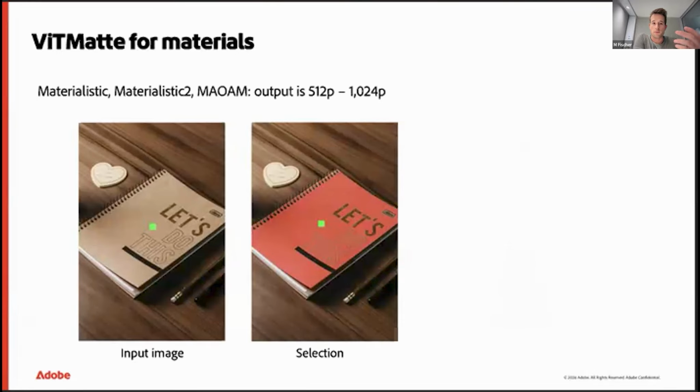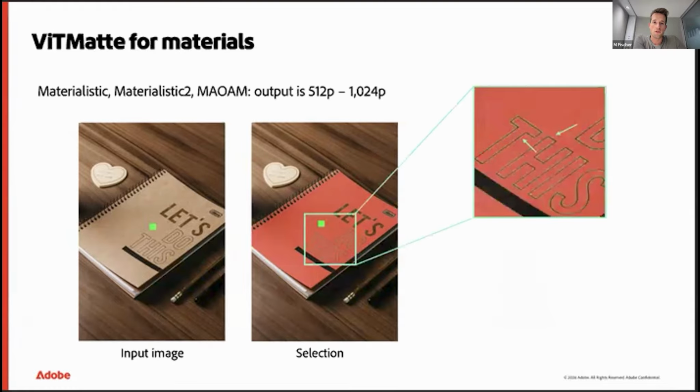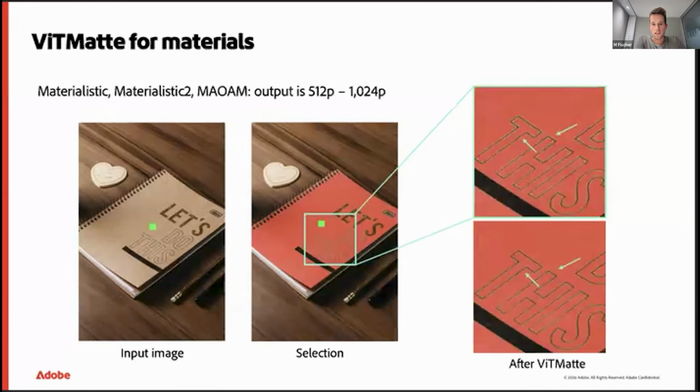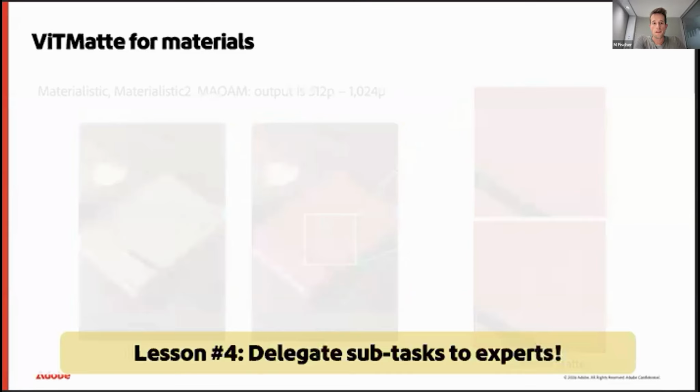And we've been experimenting with this for material selection. And if you look at this example, that already looks quite good, right? But this is actually from the materialistic 2 model. However, that model operates at 1024. And if you zoom in, you can see that it's not quite perfect around those fine edges of the book here. Now, if you train a VIT-MAT from materials and you run this, suddenly your selections become much better. So the takeaway here is to delegate subtasks to experts, dedicated experts, instead of having one model for everything.